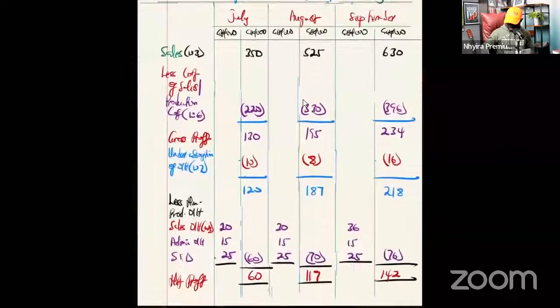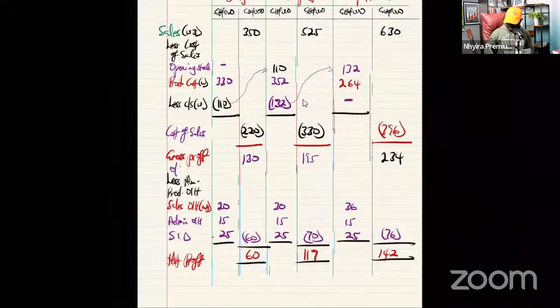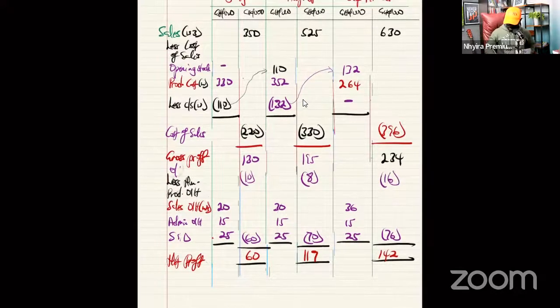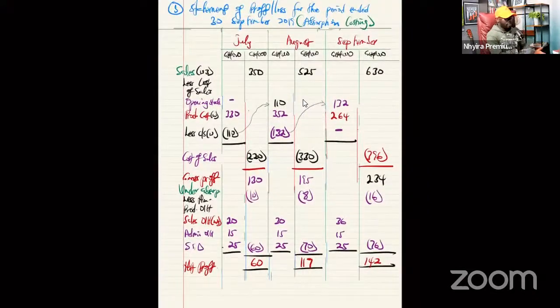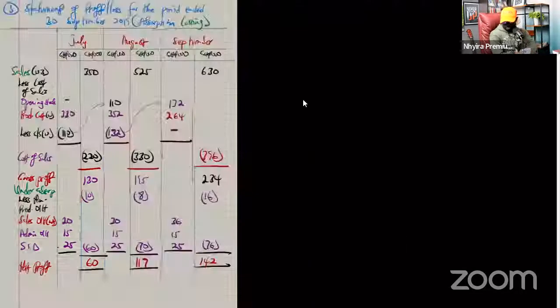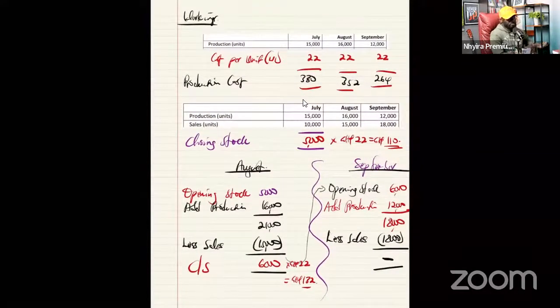which we did. We got 10, 8, and 16 throughout. The rest of the things will follow and you get the same answer. That is your under absorption of overheads. Then it follows through. So that's how we would work if we want to build in the opening and closing. So it means you need to do these extra workings. So the choice is yours.